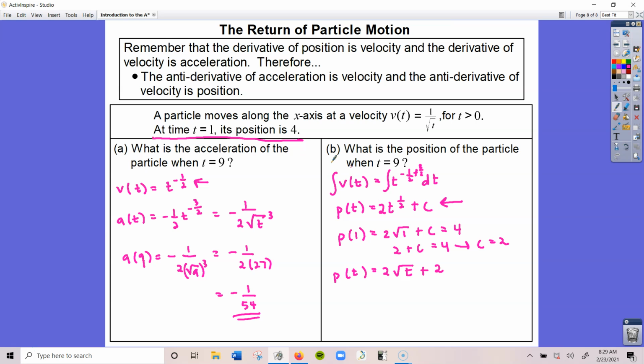I'm trying to find p of 9. So now I'm going to plug in the 9. 2 times the square root of 9 plus 2. The square root of 9 is 3, so 2 times 3 is 6 plus 2, so its position is 8. And that's the introduction to integration, or the antiderivative.